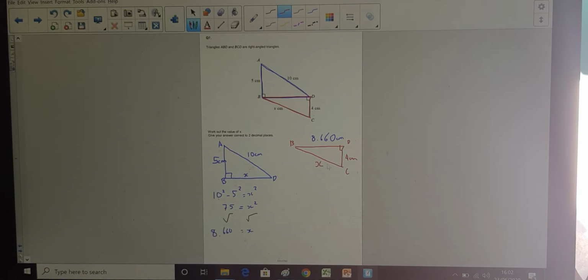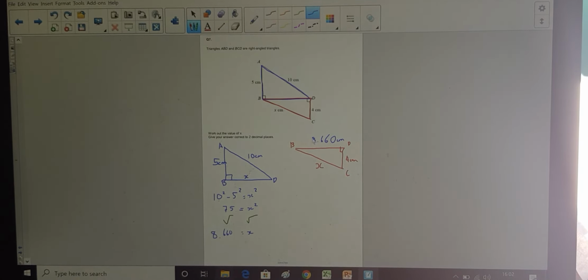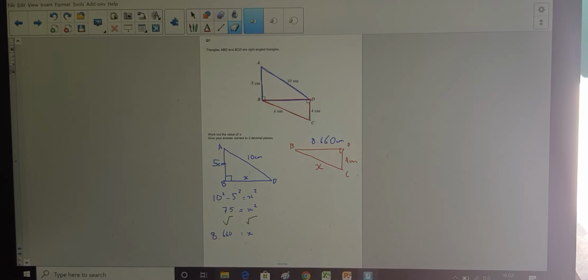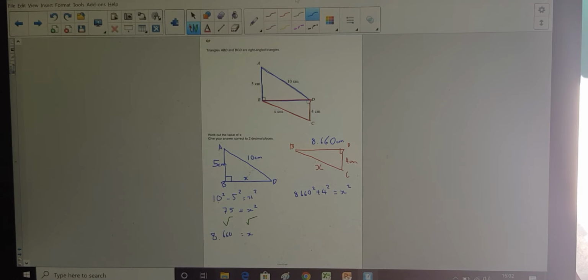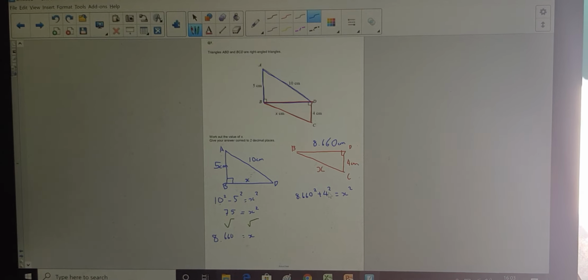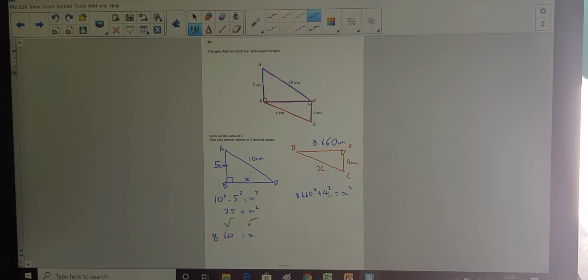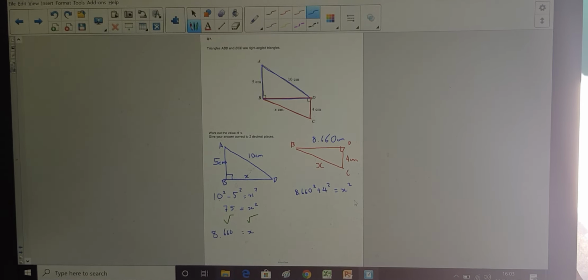Well, this is the hypotenuse of my right-angled triangle. If it's the hypotenuse I want, I'm going to sum together the other two sides squared, so I'm going to get 8.660 squared, add 4 squared is going to be equal to x squared. Then that's going to give me roughly 75, add 4 squared, which is 16. And then when you've done that, square root both sides, just as we did a second ago.